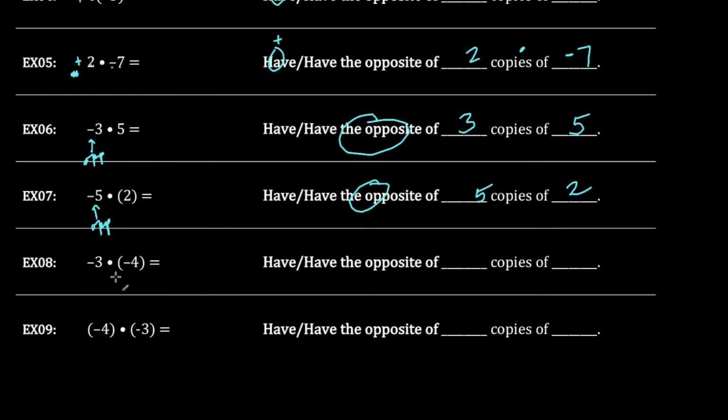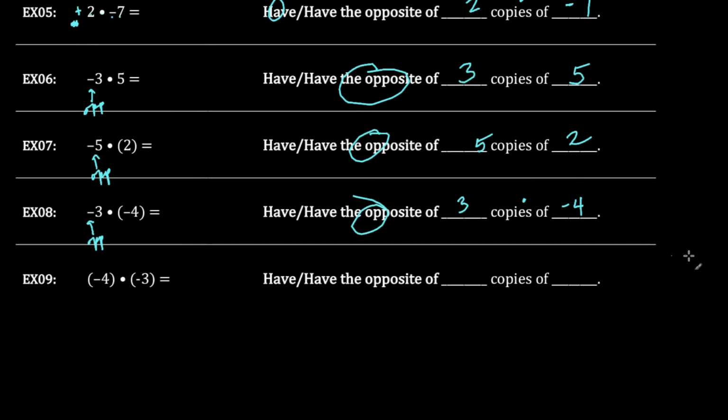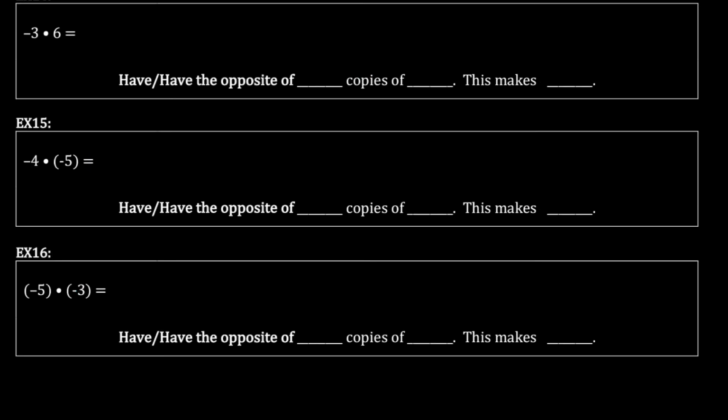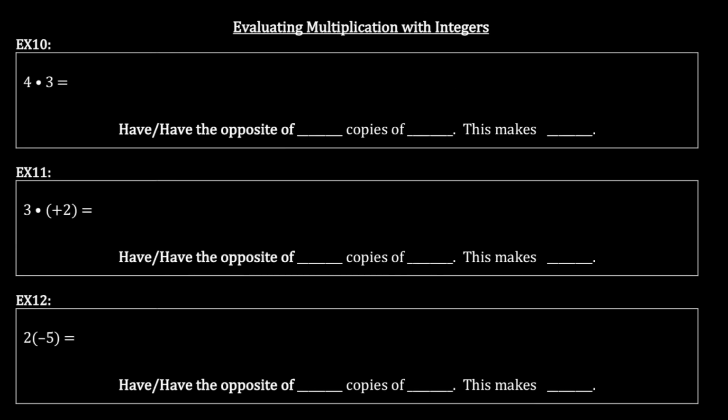And on this next one, once again, we have that negative in front. So, I should point to the negative sign. We have the opposite of 3 copies of -4. Do it again. So we have the opposite of 4 copies of -3. This should help us with the remaining part of the notes and the practice.